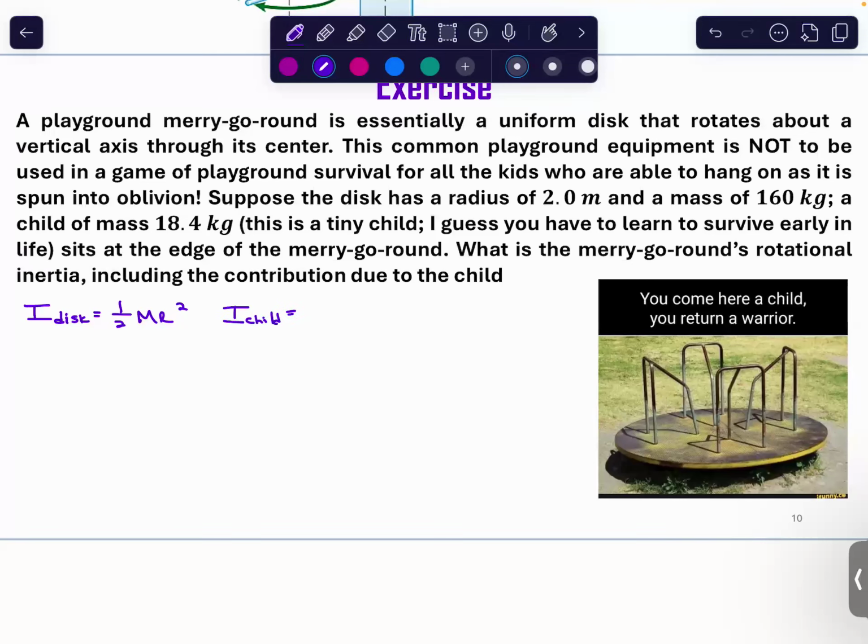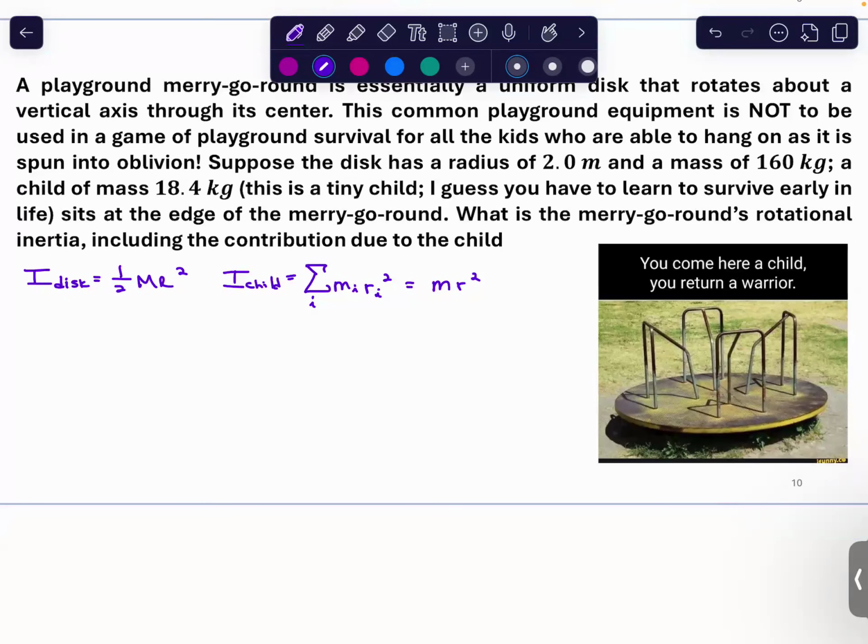Well, this one we can look at just the standard equation for moment of inertia. It's going to be the mass of your object at whatever radius it's at squared. We only have one object, the child, so it's just going to be the mass of the child and the radius that the child's at squared. Your big R and your little r in this case are going to be the same, so I'm just going to end up making those the same.